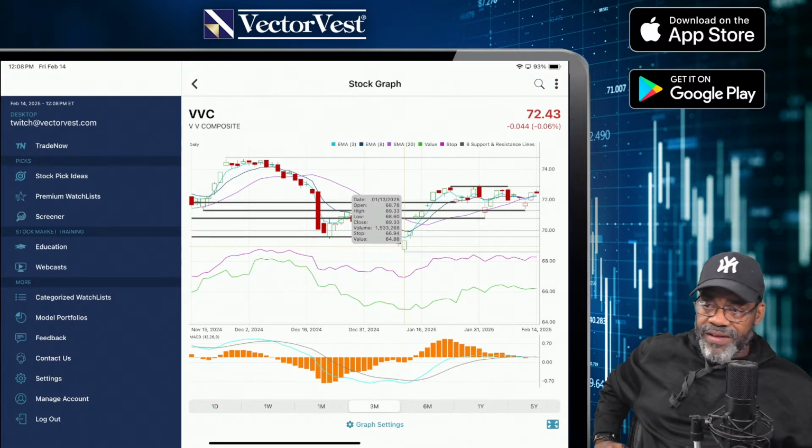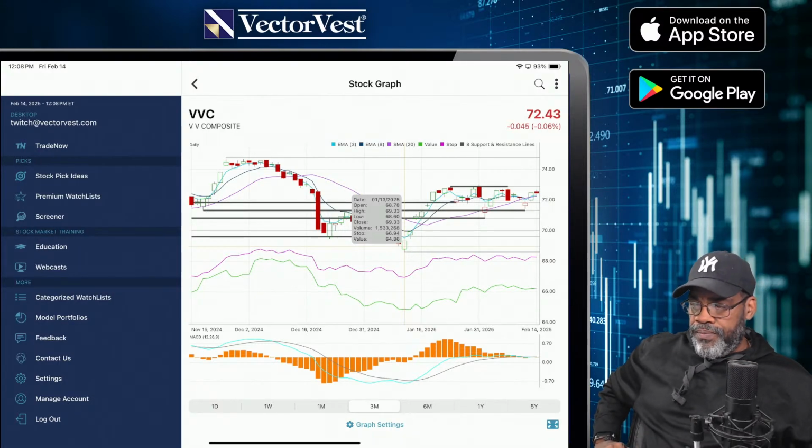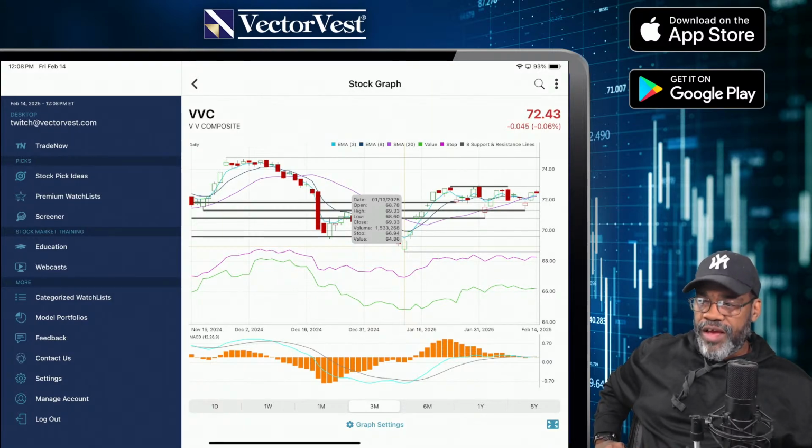Type a one in the room. How many of you feel that the market definitely needs a correction? Type a one if you agree, type a two if you disagree.